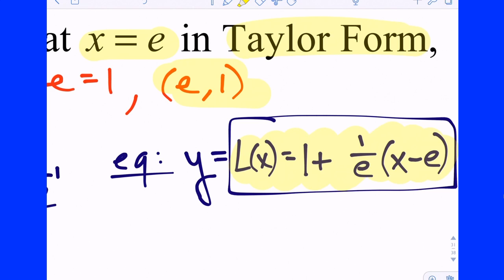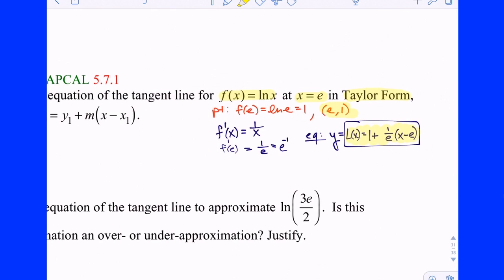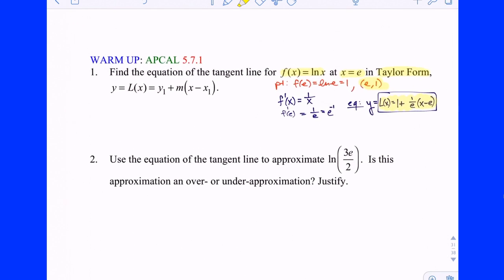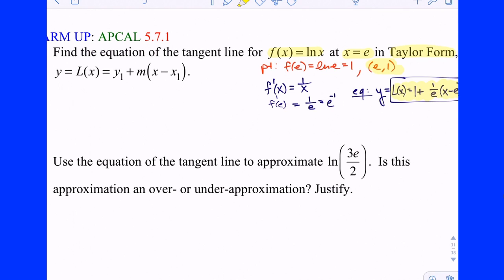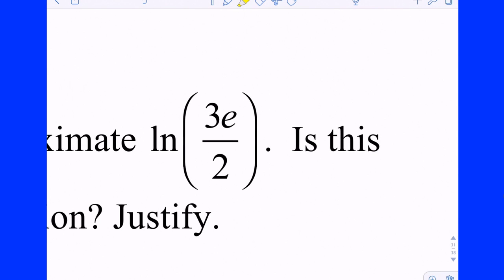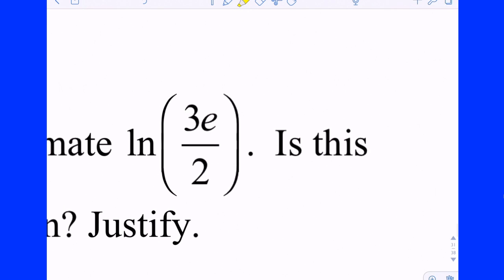All right, so now that we have the equation of the line, that takes care of part A. And you would get lots of points for that, for following the directions and coming up with the right answer with the right notation and the right location for your notation. All right, so part 2 says use the equation of the tangent line to approximate the natural log of 3e halves. And then is it an over or an under approximation?